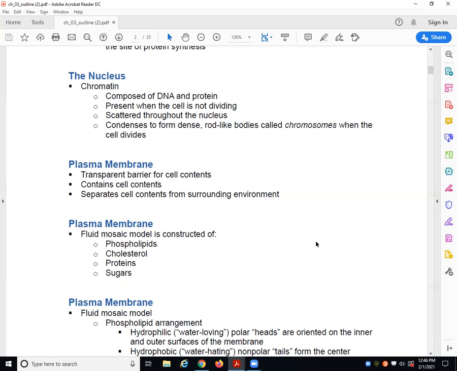And so the chromatin is then going to condense to form these structures called chromosomes. They're rod-like. And that's what you see when the cell divides. Okay, so when the cell's not dividing, you can see chromatin in the nucleus. When the cell is dividing, you see chromosomes. Okay?